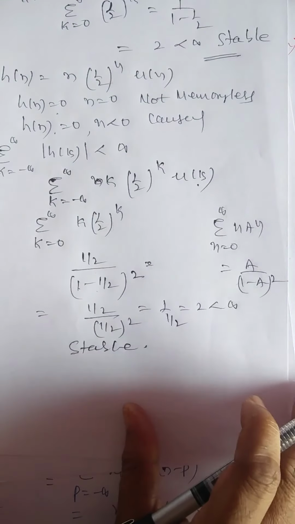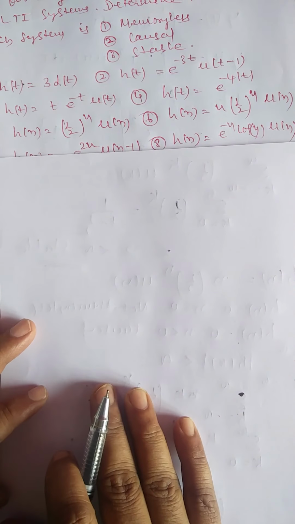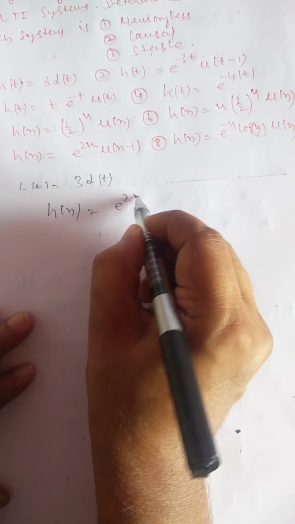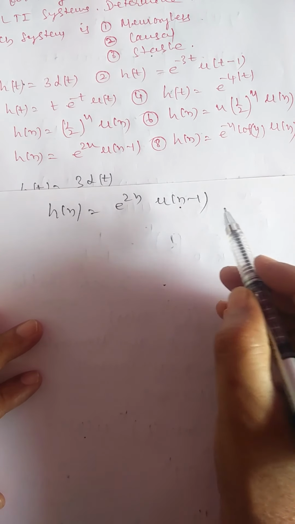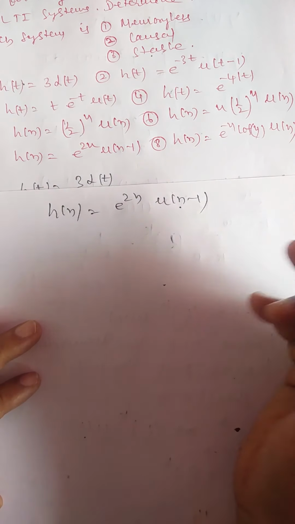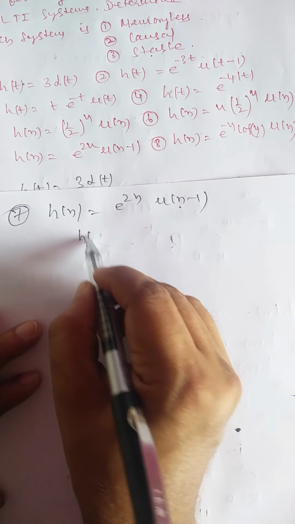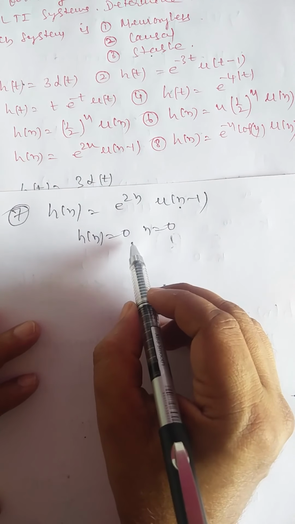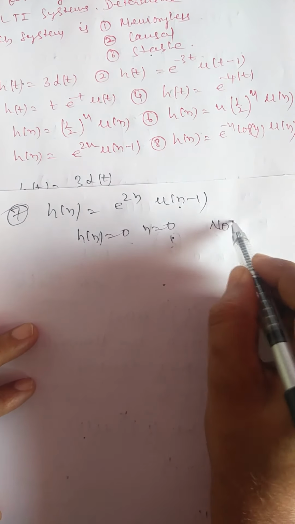Next, we'll take the seventh problem. Seventh problem, that is h of n equals e to the power of 2n into u of n minus 1. This exists from 1 to infinity. u of n minus 1 means n minus 1 value is 1, from 1 to infinity. Hence, this system is again not satisfying this condition. Any system is said to be memoryless when h of n is equal to 0 when n is not equal to 0, hence it is not memoryless.